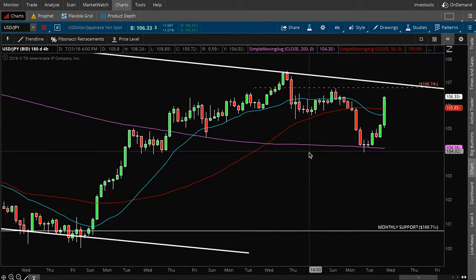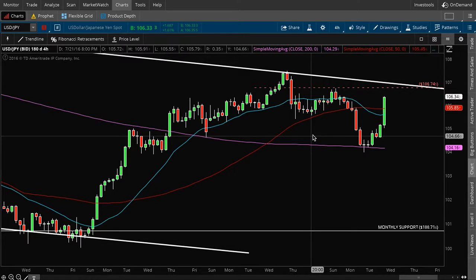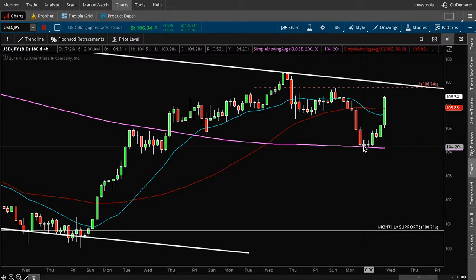On the screen, I've got dollar yen, same chart I talked about in last night's video. And what a move up! What a move to the upside. I'm hoping some of you guys have been making a bunch of money with these videos.